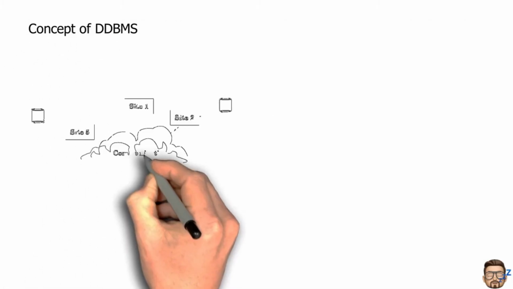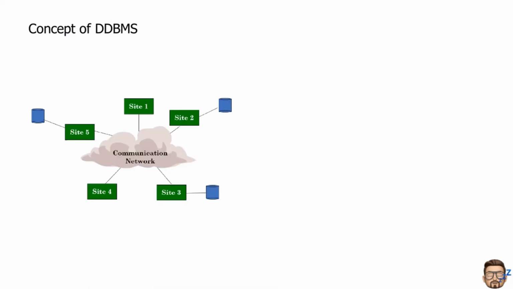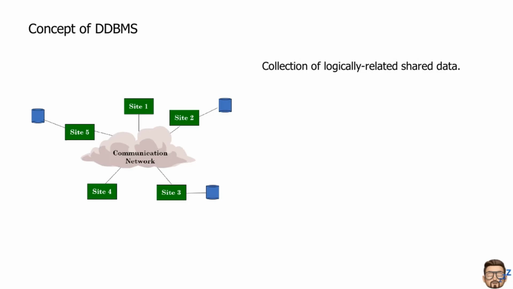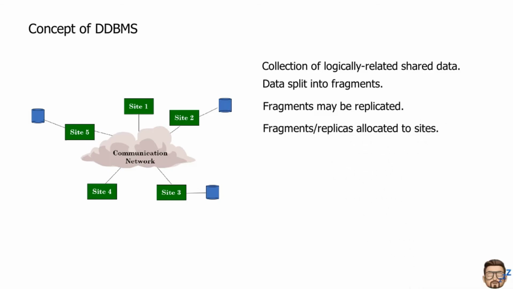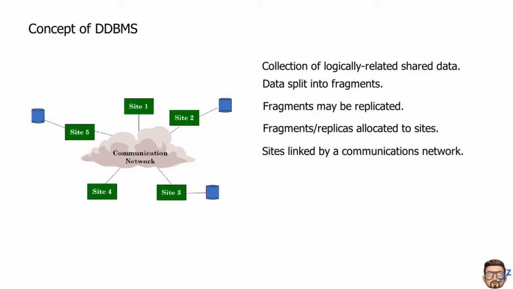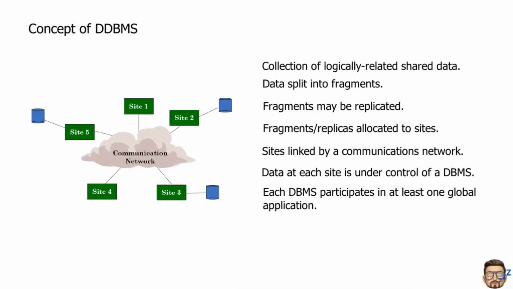This is the concept of DDBMS. The first one is, it is a collection of logically related shared data. The second one, data is split into fragments. The fragments may be replicated, and the fragments or the replicas are allocated to sites. The sites are linked by a communication network. Data at each site is under control of a DBMS, and each DBMS participates in at least one global application.